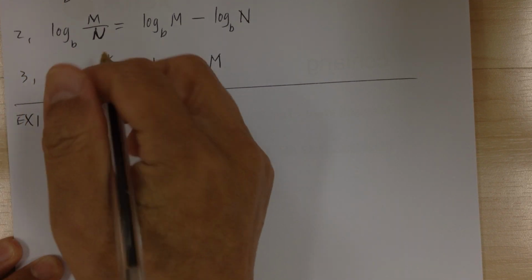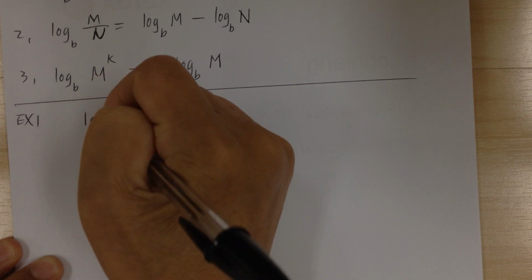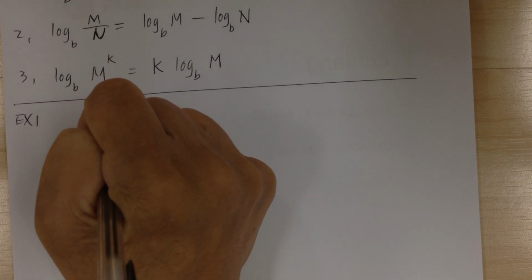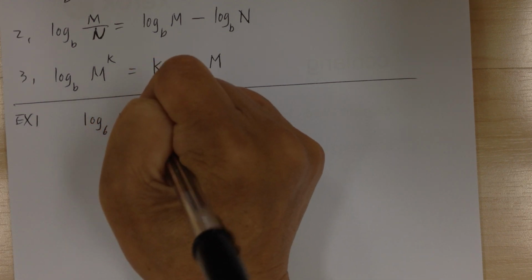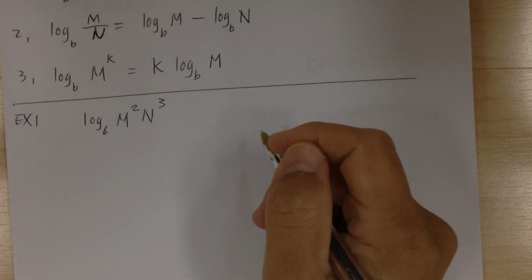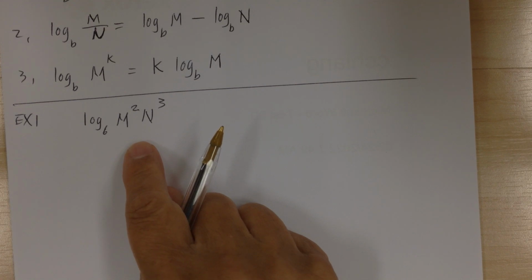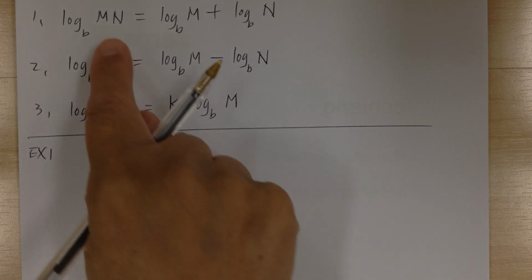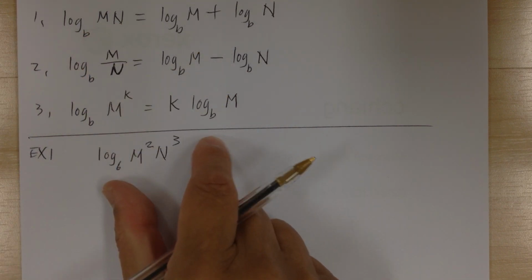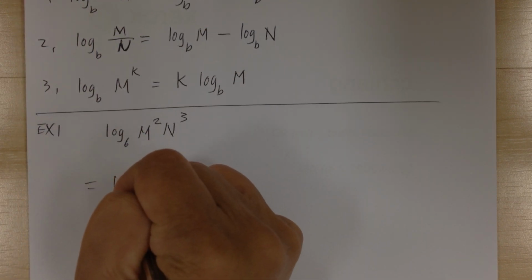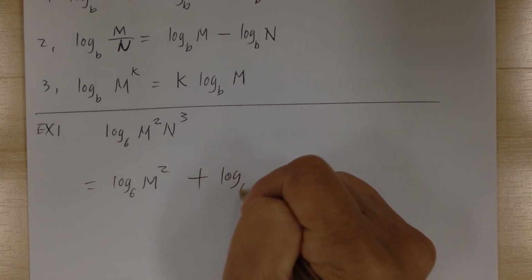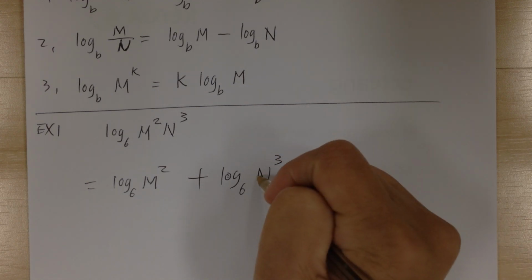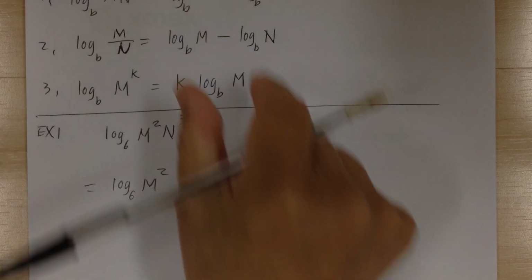Let's go to example 1. You want to express log base 6 of m squared n to the 3, and you want to write this in terms of log m and log n. Normally, you want to apply law 1 first. So separate the 2. This is equal to log base 6 of m squared plus log base 6 of n to the 3. So apply the first one to separate the 2 parts.